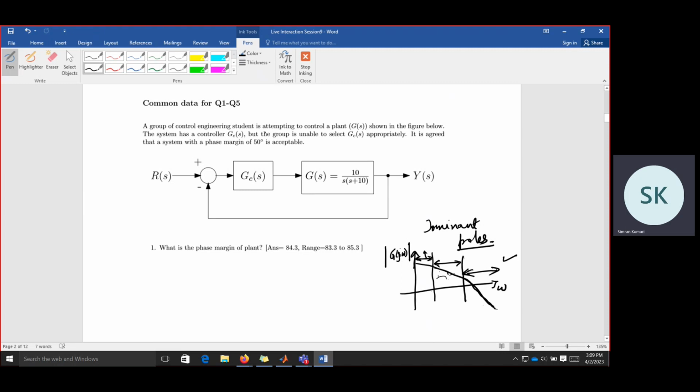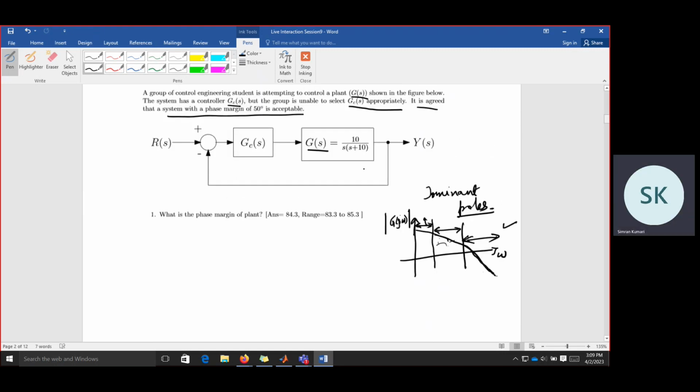A group of control engineering students is attempting to control a plant G(s), shown in the figure below. The system has a controller GC, but the group is unable to select GC appropriately. So this is a compensator design problem. It is agreed that a system with phase margin 50 degrees is acceptable. So the phase margin would be approximately 50 degrees. That has to be achieved.